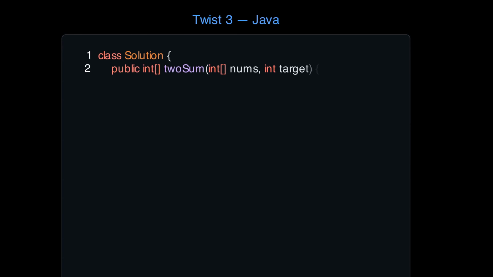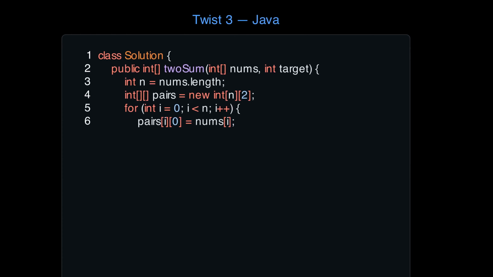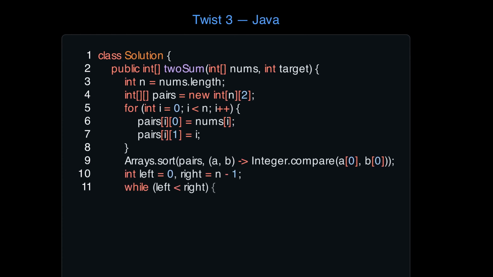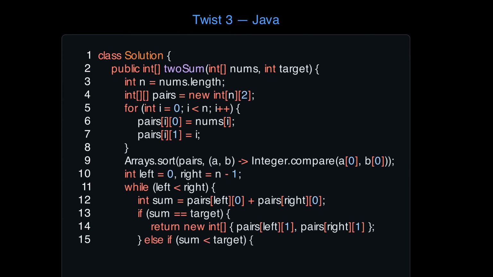Walk me through the implementation. Allocate an n by 2 int matrix on line 4. Column 0 is value, column 1 is index. Fill it in a single pass. Line 8 is Arrays.sort with a comparator on the value column. After that, the value column is sorted. Indices come along for the ride. Then the same 2-pointer scan over the pairs. On a match, line 12, return the original indices, not the sorted positions.